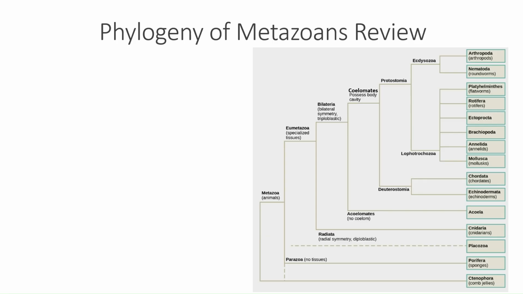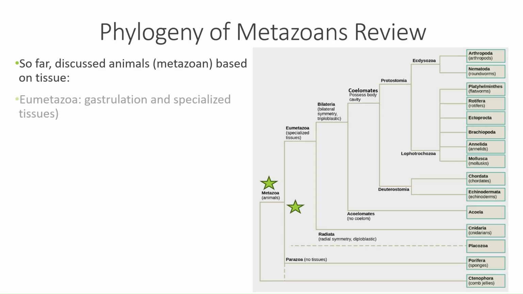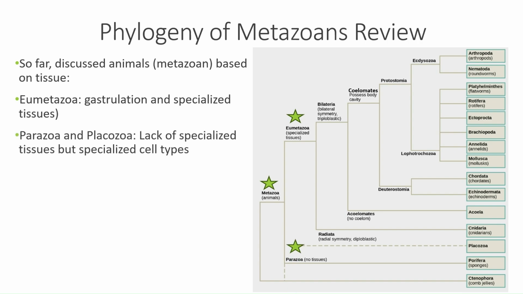So far, we've discussed animals based on tissue organization. Parazoa, such as porifera, lack organized tissues. However, the eumetazoa possess tissues and undergo gastrulation. Now we refine our classification by incorporating embryological traits.